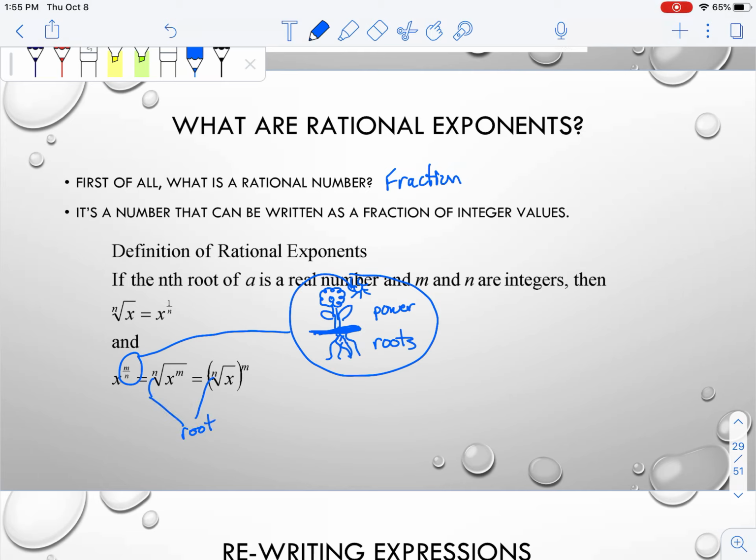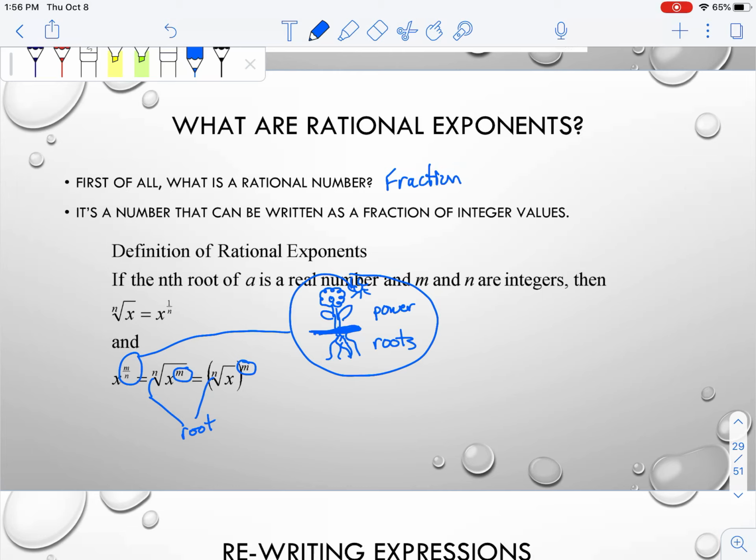Okay, whether it's a 2, it's a square root. N is 3, it's a cube root. That index is 4, it's the fourth root. Okay, so that's the root. The denominator of our fractional exponent becomes the root, and then m is the power we raise it to.